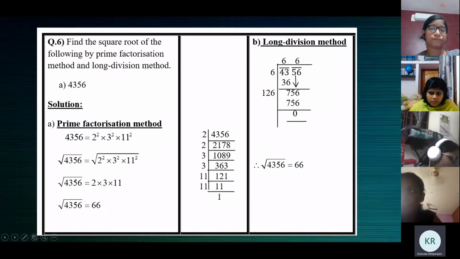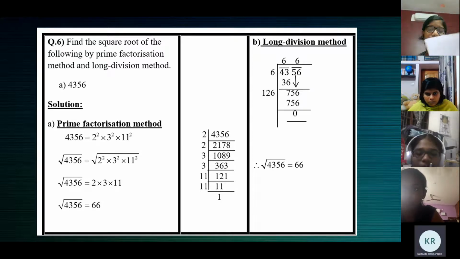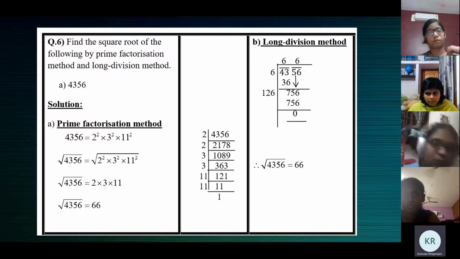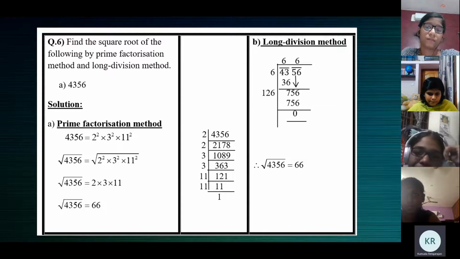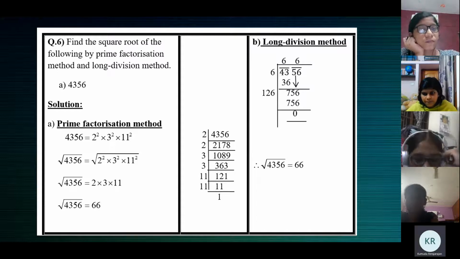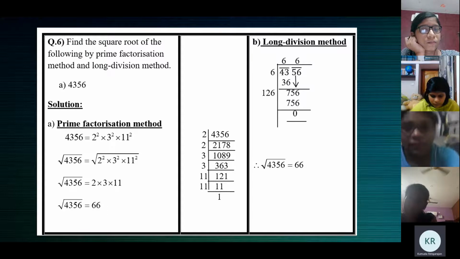For now, in this lesson plan, I have asked you to find the square roots of perfect squares only. All the numbers given to you are perfect squares. If the number is not a perfect square, you will learn the method to find its square root approximately up to 2 or 3 decimal places. I'll repeat. If the given number is a perfect square, when you use the long division method, you will get 0 as the remainder, and the number you see in the quotient is the square root of the given number.